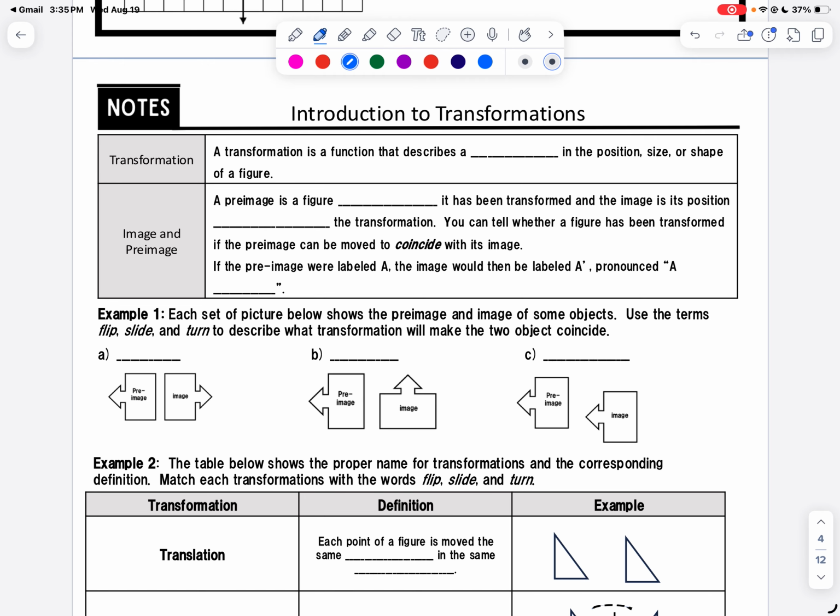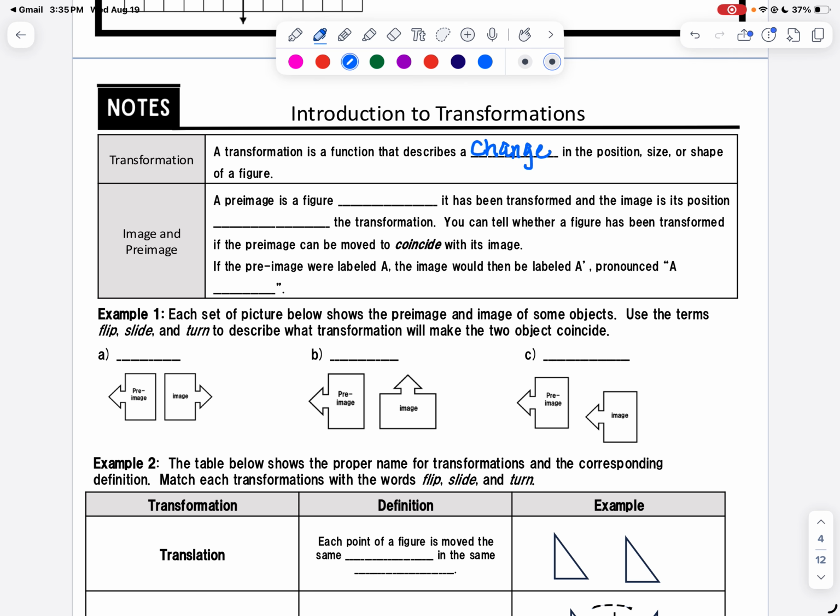Before we start, let's look at a couple of definitions. So, a transformation is a function that describes a change in the position, size, or shape of a figure.